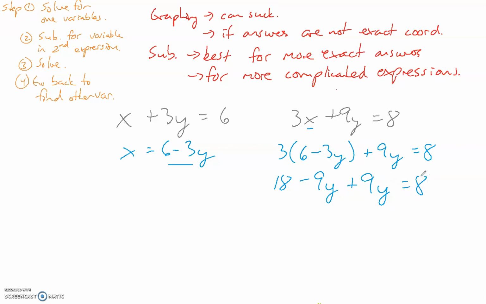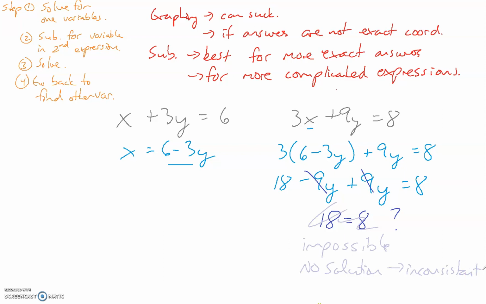I've got minus 9y and I've got 9y. These will actually cancel out to give me 0y. So I've got 18 is equal to 8. Well, that's really strange because there's no way that that is possible. 18 is never going to be equal to 8. Well, when you get something absolutely impossible like this, this is one of those relationships where there is absolutely no solution. So this is what we had before. This is what we called an inconsistent linear relationship.